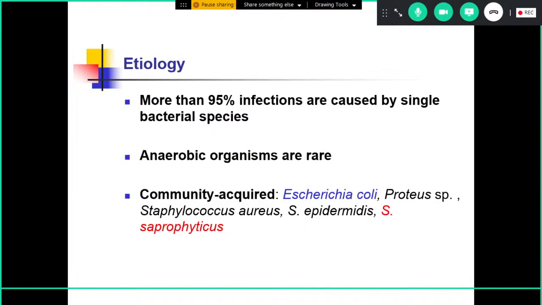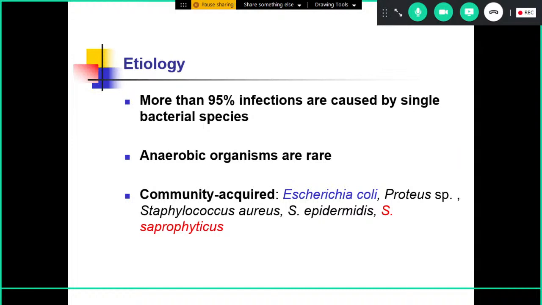Now coming to the etiology of urinary tract infections. Remember that UTI is usually caused by single bacterial species. And also remember that anaerobic organisms are a very rare cause of UTI, and urine is not cultured anaerobically as a routine. So etiology depends on whether it is community acquired or it is hospital associated. When we talk of community acquired UTI, the most common organism is Escherichia coli. The others being Proteus, and amongst gram positives you have Staph aureus, Staph epidermidis, and Staph saprophyticus.